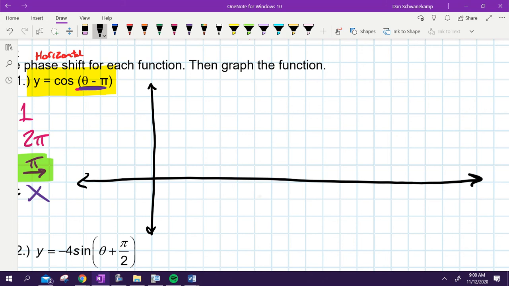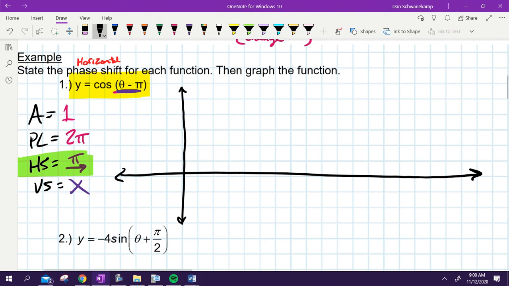Okay, there's my graph. Then next thing I'm going to do, so I make my x-axis, y-axis. Then I'm going to label my period length. So I'm going to make my 4 hash marks. 1, 2, 3, 4.